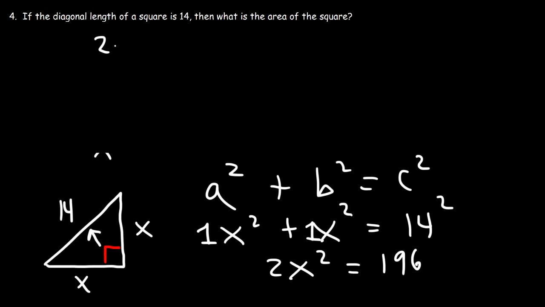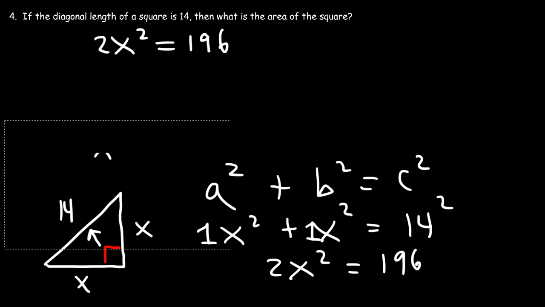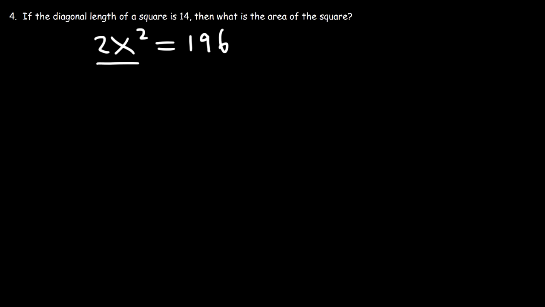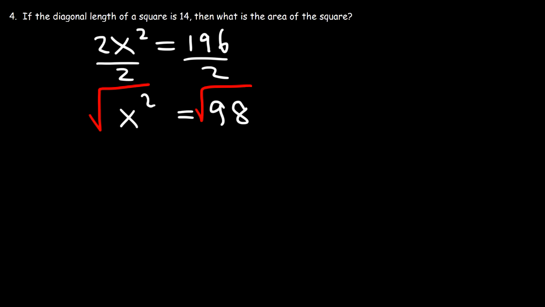So I'm going to rewrite the equation up here. So now we can get rid of this. Now let's divide both sides by 2. 196 divided by 2 is 98. So x squared is equal to 98. Therefore, what is the value of x? At this point, we could take the square root of both sides. So what is the square root of 98?